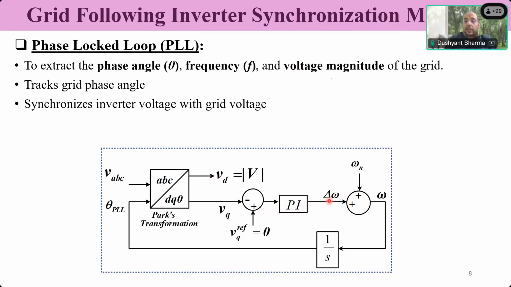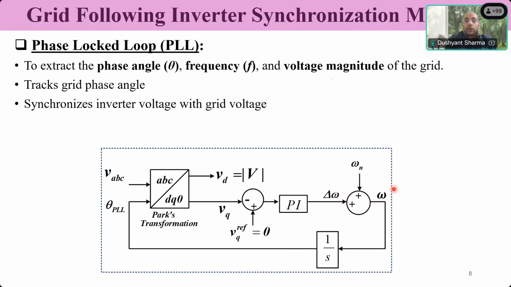This will give me a signal delta omega, which is the variation of frequency, because in a system you cannot have exactly 50 hertz always. Even if you have 50 hertz, in transient you may have to vary the frequency a little bit, because sometimes you may have to increase or decrease the angle to get the desired angle, and then you have to bring it back to 50 hertz. That is done by this delta omega signal. It is added to the nominal frequency, which is 2 pi 50 radian per second, and the output is omega, which is the frequency.